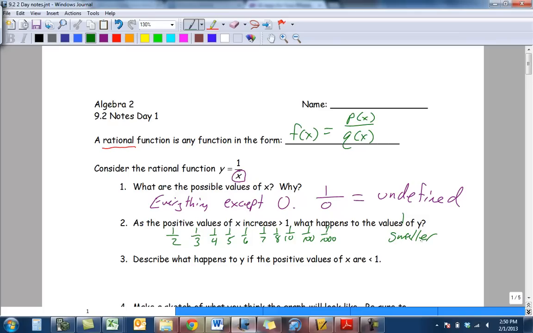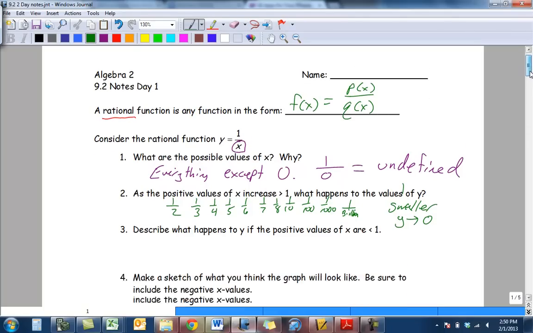But will it ever go negative? No, even if I put in a billion, 1 divided by a billion is just really teeny tiny. So y is going to approach 0, but never get negative. It's just going to get smaller and smaller and smaller. Now, what happens to y if the positive values of x are less than 1?